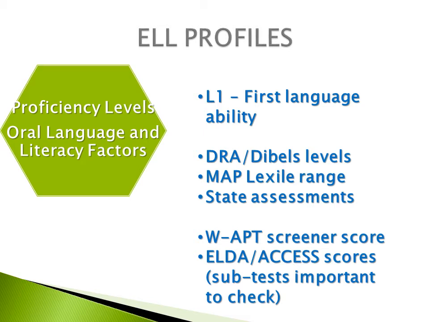A second category of tests we can look at, if the student has been here for at least a couple of months or a couple of years, are their DRA and DIBELS levels, their MAP Lexile range, or things like state assessments. They're also great places to look. In the third category are the actual English language proficiency tests, such as a screener like the WAP that we would give when students first enroll, or tests like the ELDA or Access, where the scores can be broken up into the subtests to help us know how good the student is performing in reading, writing, speaking, and listening. These are all three great ways to find out about a student's proficiency level.